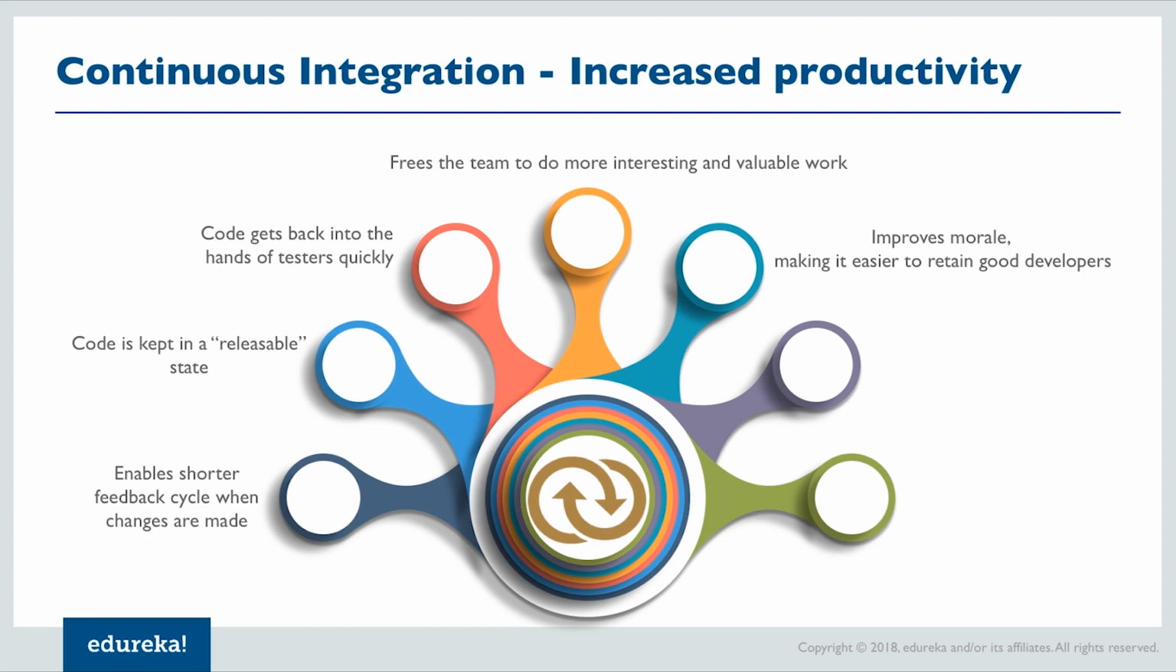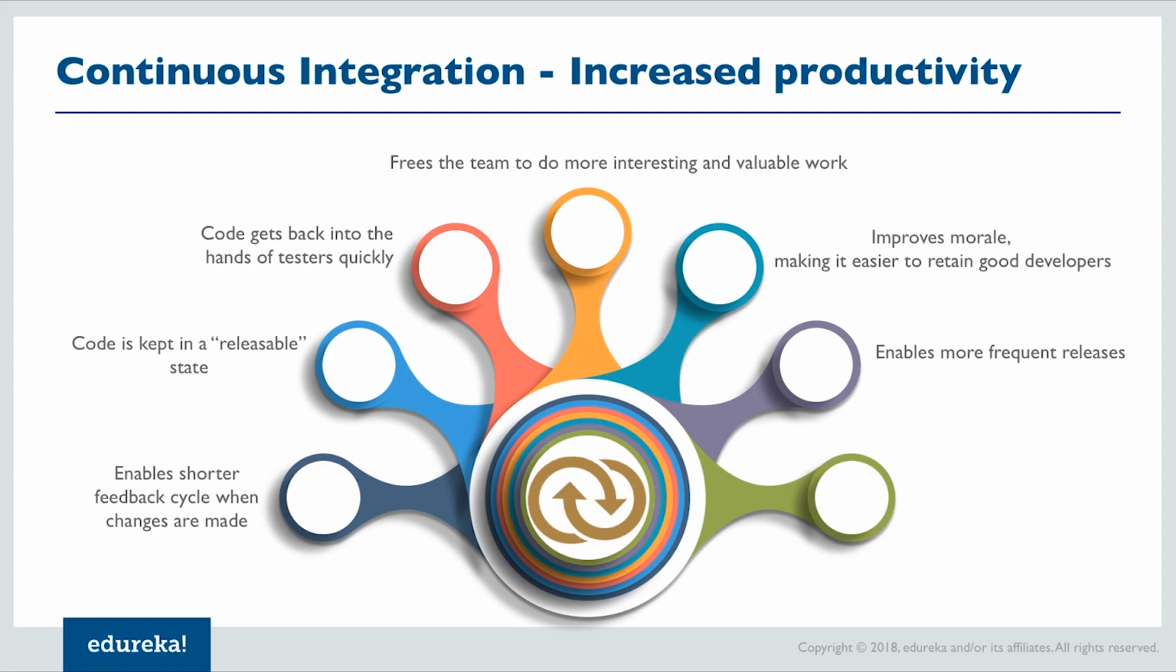And of course, that results in improved morale, making it easier to retain good developers, because once you have the overall efficiency in your food chain, it makes everybody happy. It results in better job satisfaction across the board. And yes, once all these things are implemented properly, it enables more frequent releases.